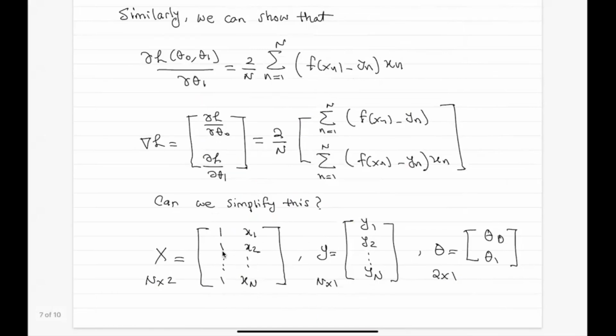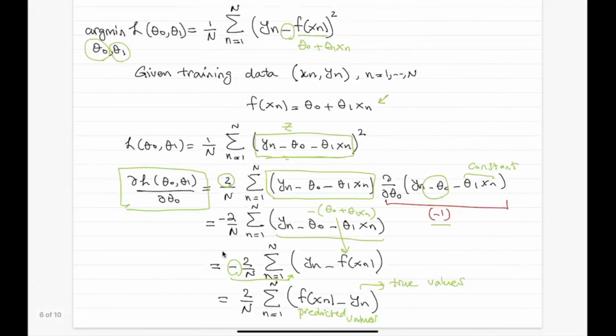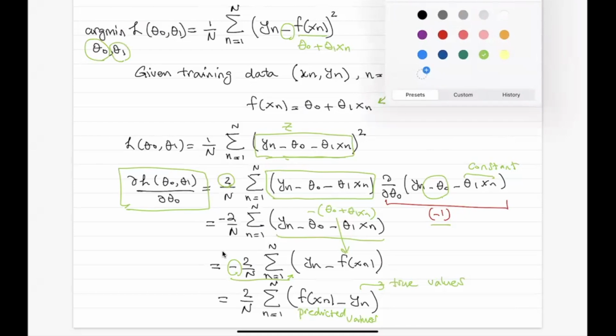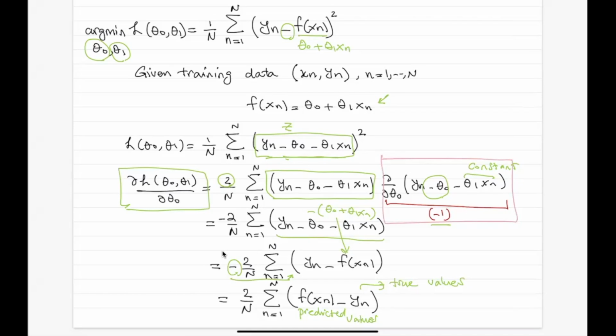We can do a similar analysis for the partial derivative with respect to theta 1. I will not repeat all the steps, but you can see that easily. The main difference here is that we now have to find the partial derivative of this with respect to theta 1 instead of theta 0. And in that case, the result is negative xn.